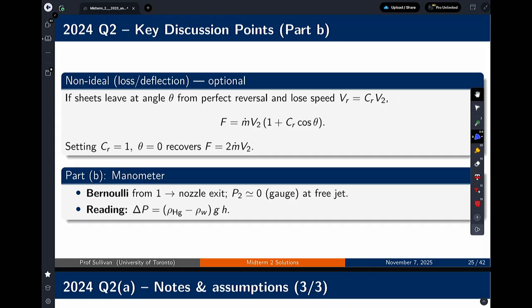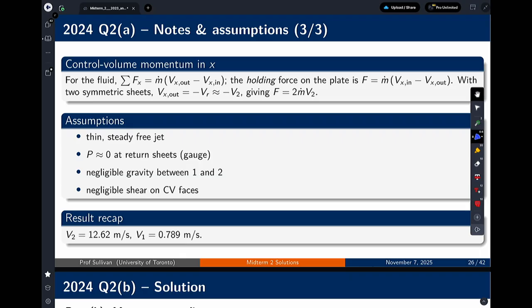Okay, so from Bernoulli, if I know the velocity coming out, Bernoulli from 1, the nozzle exit, P2 is approximately 0 at the free jet, and the manometer reading is rho h g minus rho w g h. I think maybe I mixed up my note. Oh no, P2 is correct. P2 is 0. That's the exit.